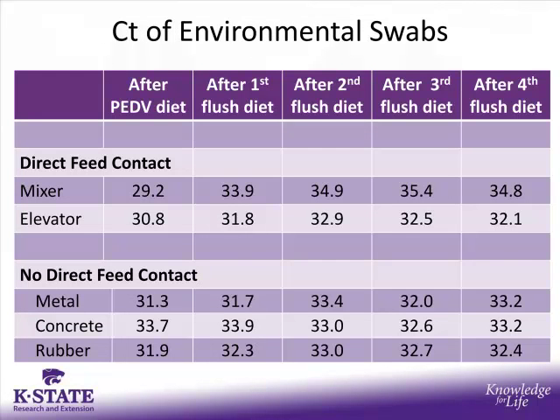This slide then also shows the CT values of the swabs that we collected. The columns here are the samples collected after the PED positive diet, but then after the first through the 4th flush diet. Right here are the swabs that were collected from the direct feed contact. And you can see that we started with a swab that was about a 30. As a point of reference, the feed PCR also had about a 30 to 31 CT. And so you can see that the environment, the sides of those contacts, were about the same level of PED contamination as the feed had.